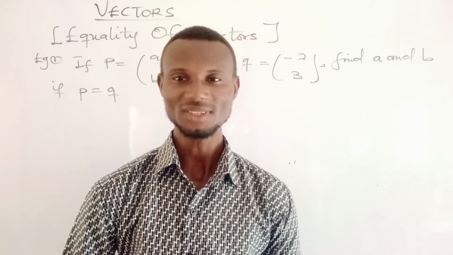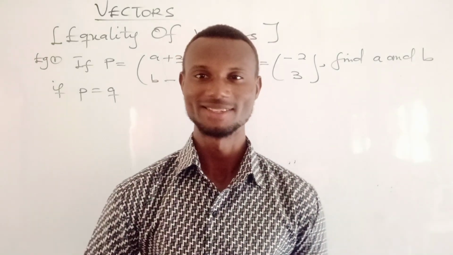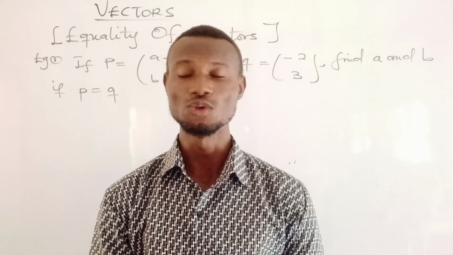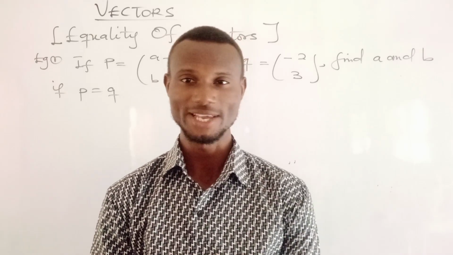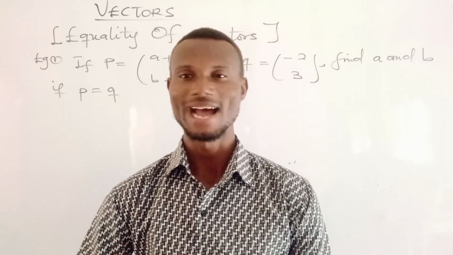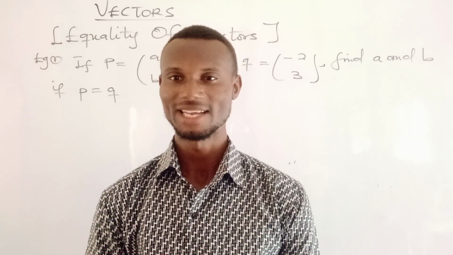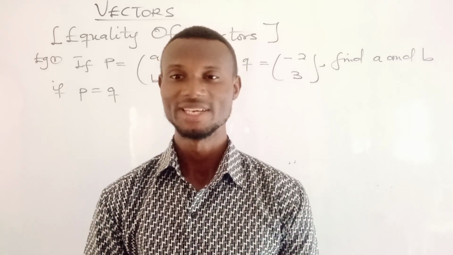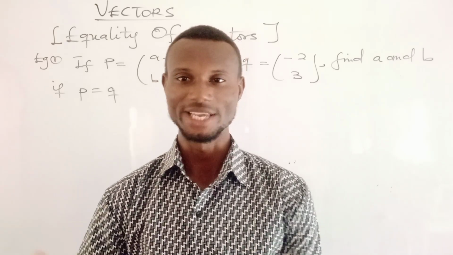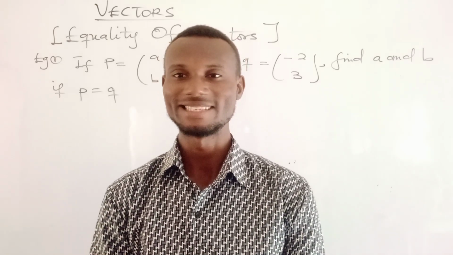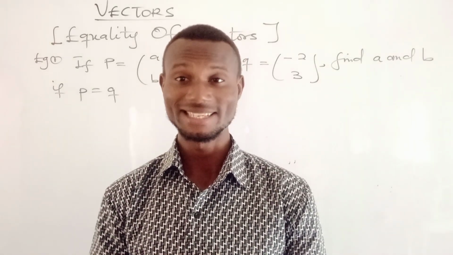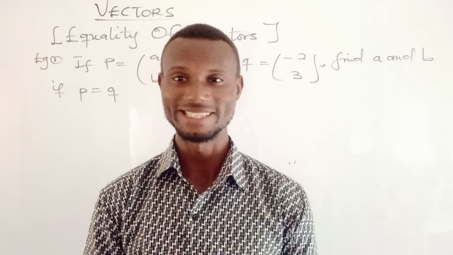Now when we talk about equality of vectors, in simple terms, two vectors are said to be equal if their corresponding components are the same. I'm going to repeat it one more time. In simple terms, when two vectors are said to be equal, it means that their corresponding components are the same. And that is it about equality of vectors.